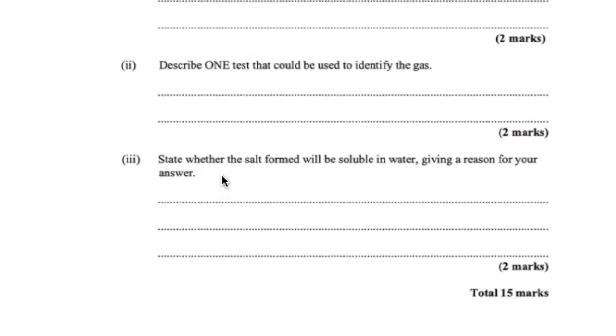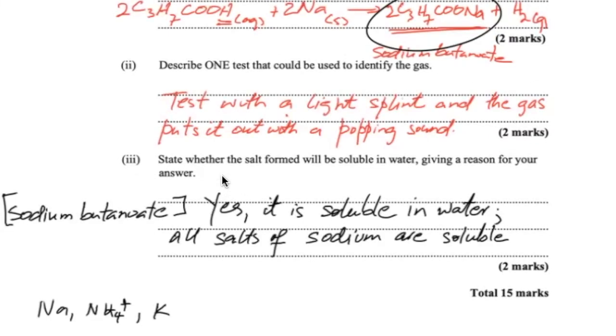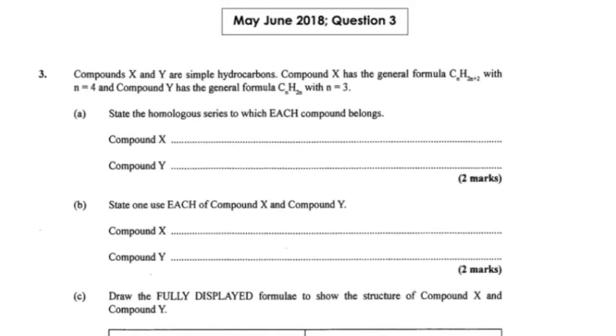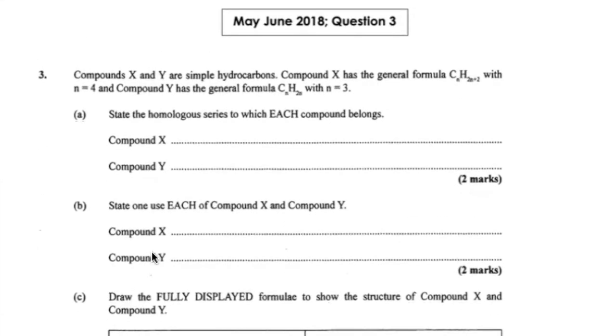Wait, I forgot to ask you. So May 2018, we're going back in. Compounds X and Y are simple hydrocarbons. Compound X has the general formula CnH2n+2 with n equal 4. And compound Y has the general formula CnH2n with n equals 3. State the homologous series to which each compound belongs.